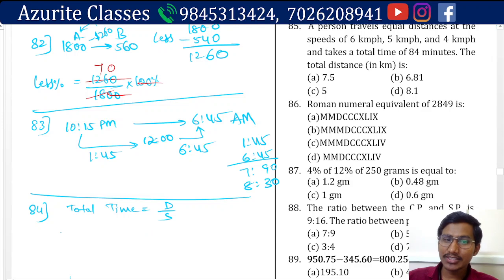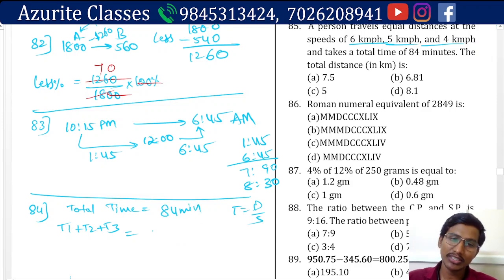That is t1 the first time, then the second time, then the third time. There are 3 speeds here, that is why 3 times. Distance divided by speed, with speeds 6, 5 and 4. The total time is 84 minutes. 84 minutes means how much in hours? 84 divided by 60 hours.